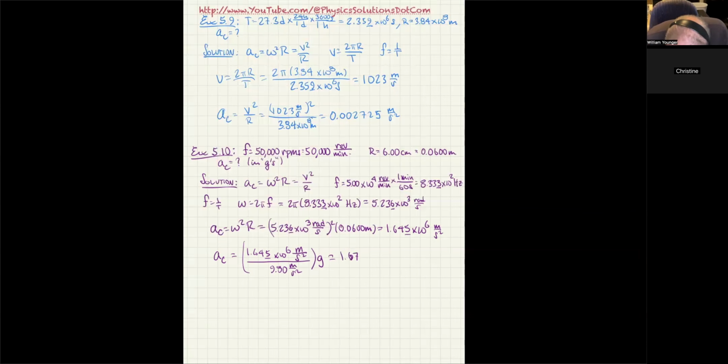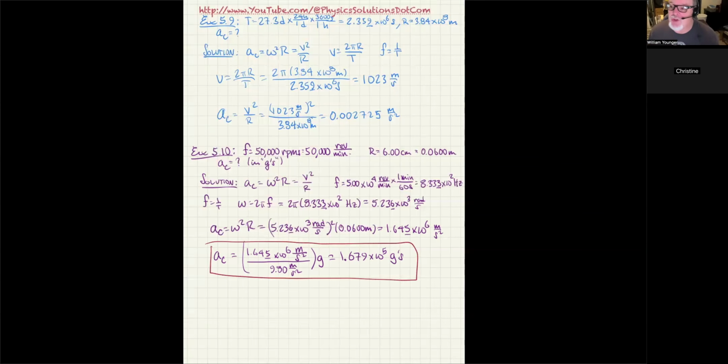That gives me 1.679 times 10 to the fifth G's is the actual acceleration. And that's the answer. You can see that's literally on the order of 100,000 G's.